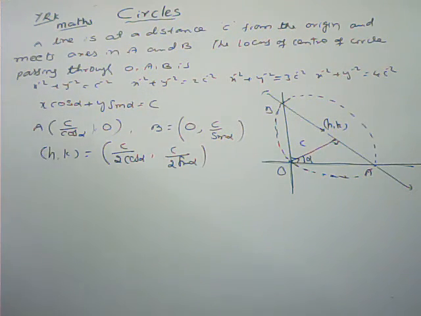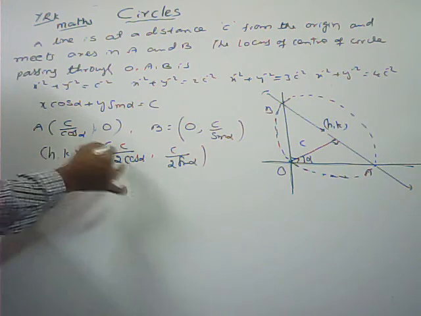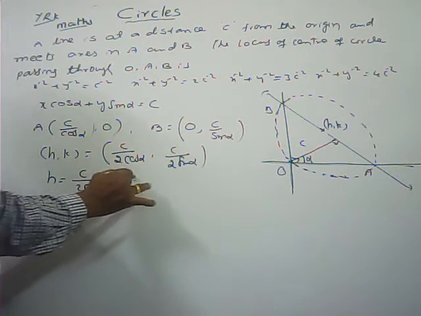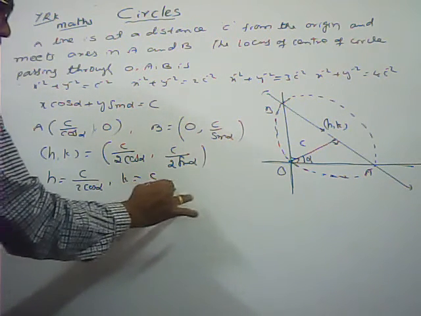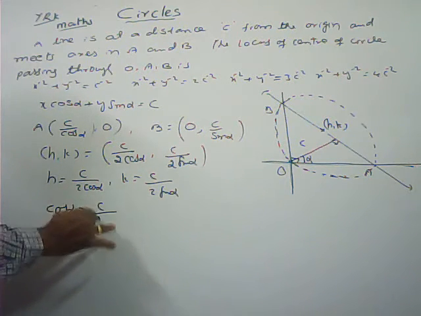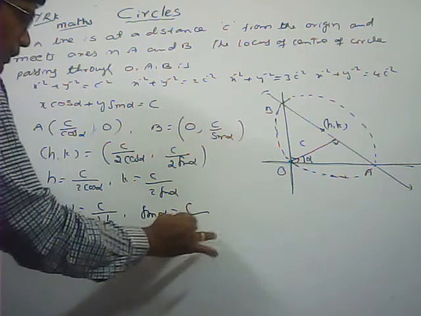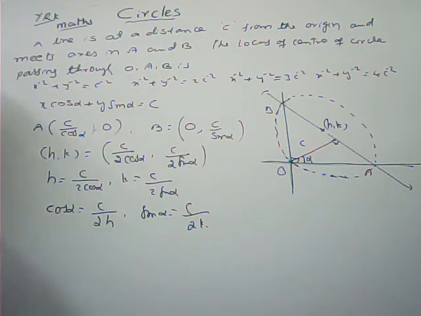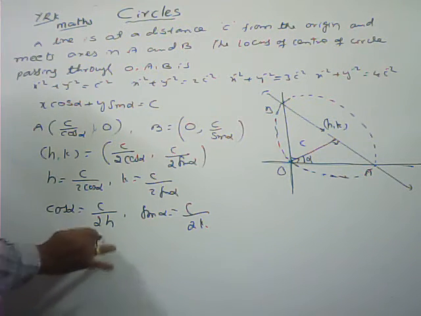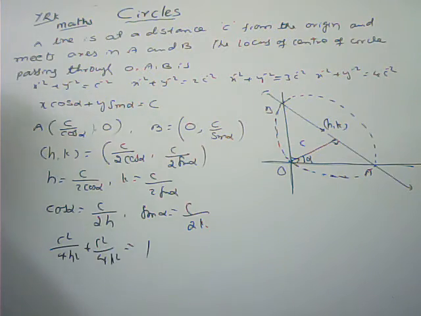Midpoint, I have taken that one. Now these two are equal, equating these two first coordinates, c by 2 cos alpha and k is equal to c by 2 sin alpha. Here cos alpha is equal to c by 2h, and sin alpha is equal to c by 2k. Squaring and adding, c square by 4h square plus c square by 4k square is equal to sin square plus cos square, that is 1.